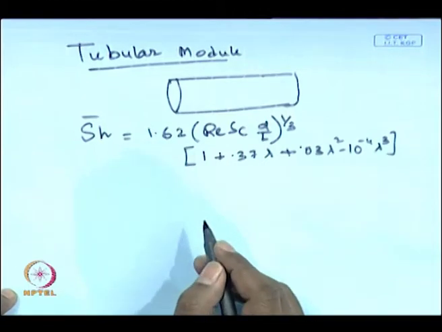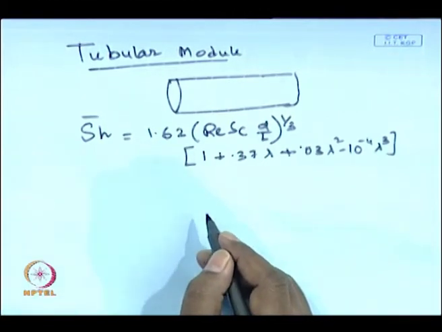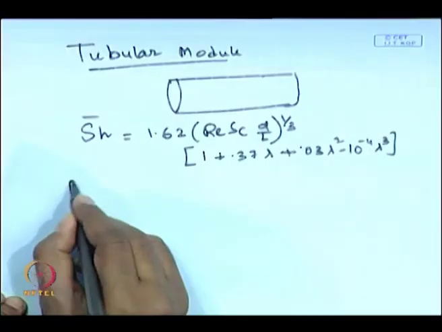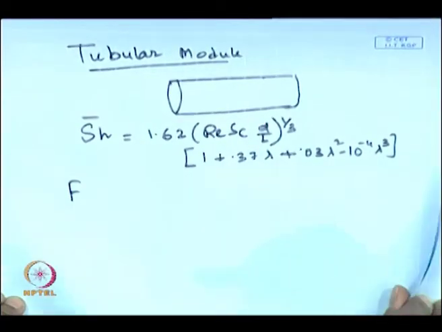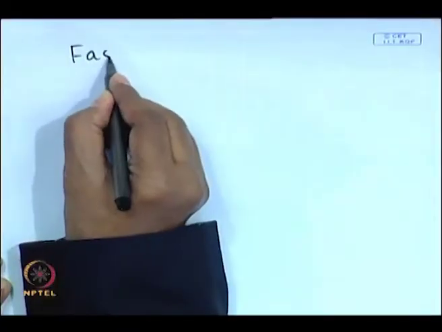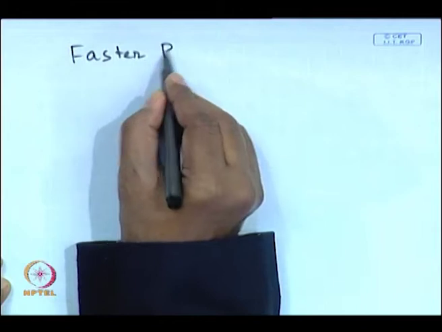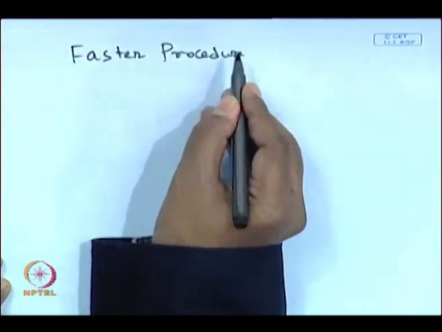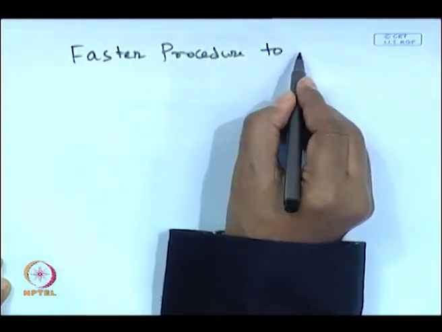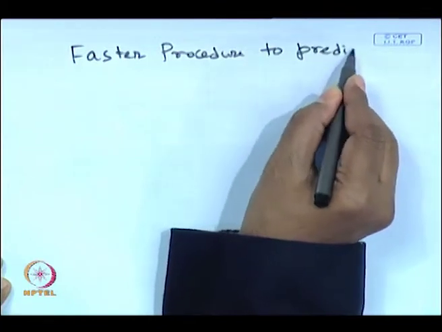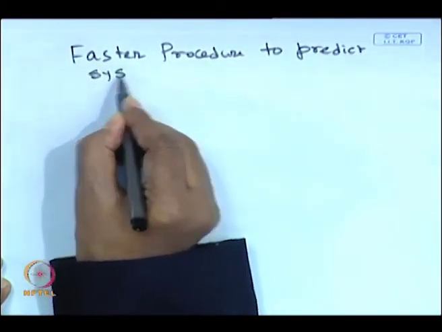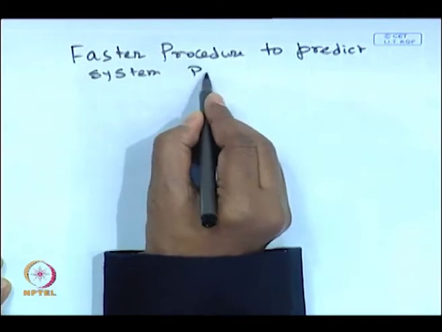Now let us look into the calculation method, how it increases the speed of the calculation, how it simplifies our calculation, what we are aiming for. Okay. Let us say a faster method, a faster procedure to calculate or to predict system performance.